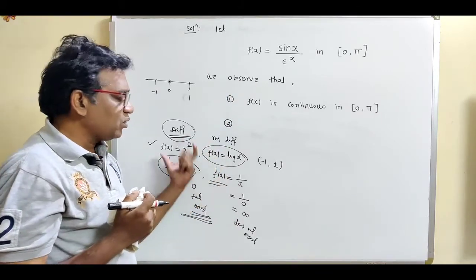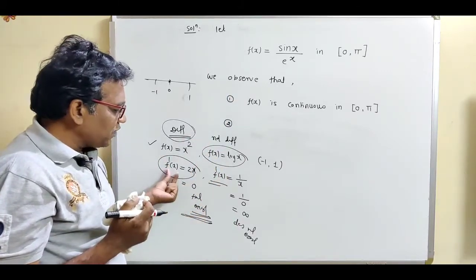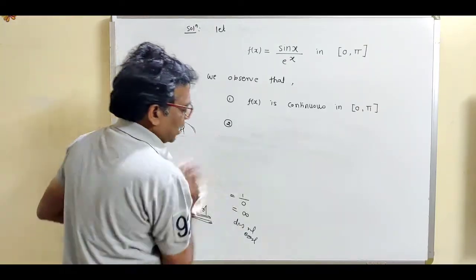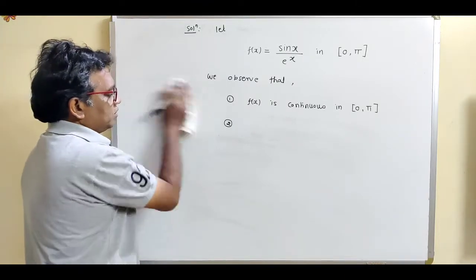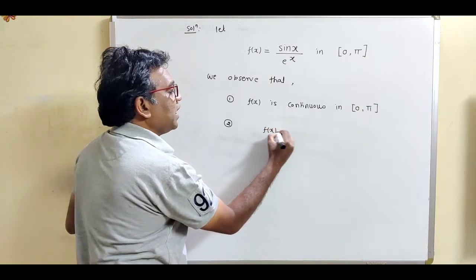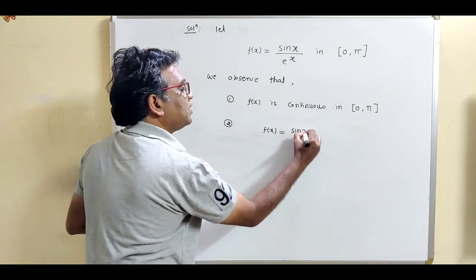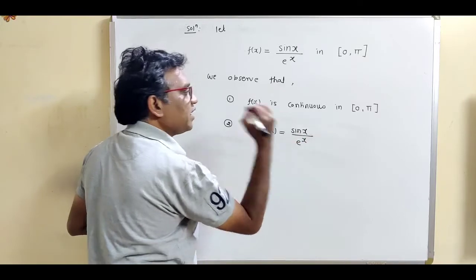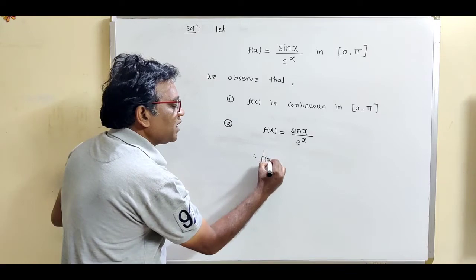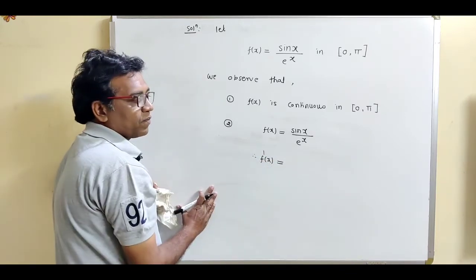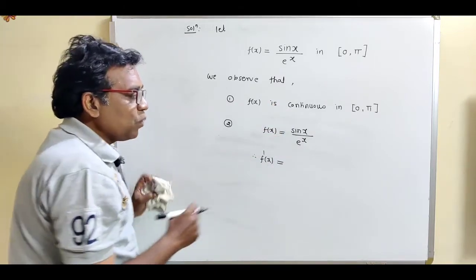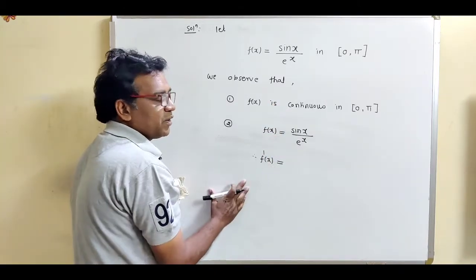So how to check the differentiability? Differentiability means just find out the derivative and put the values of x in between the given interval. So write down the given function and find out the derivative. This is the given function f(x) is equal to sin x divided by e raised to x. So what is the next step? Find out the derivative f dash x. Derivative means use the division formula, the u upon v rule.